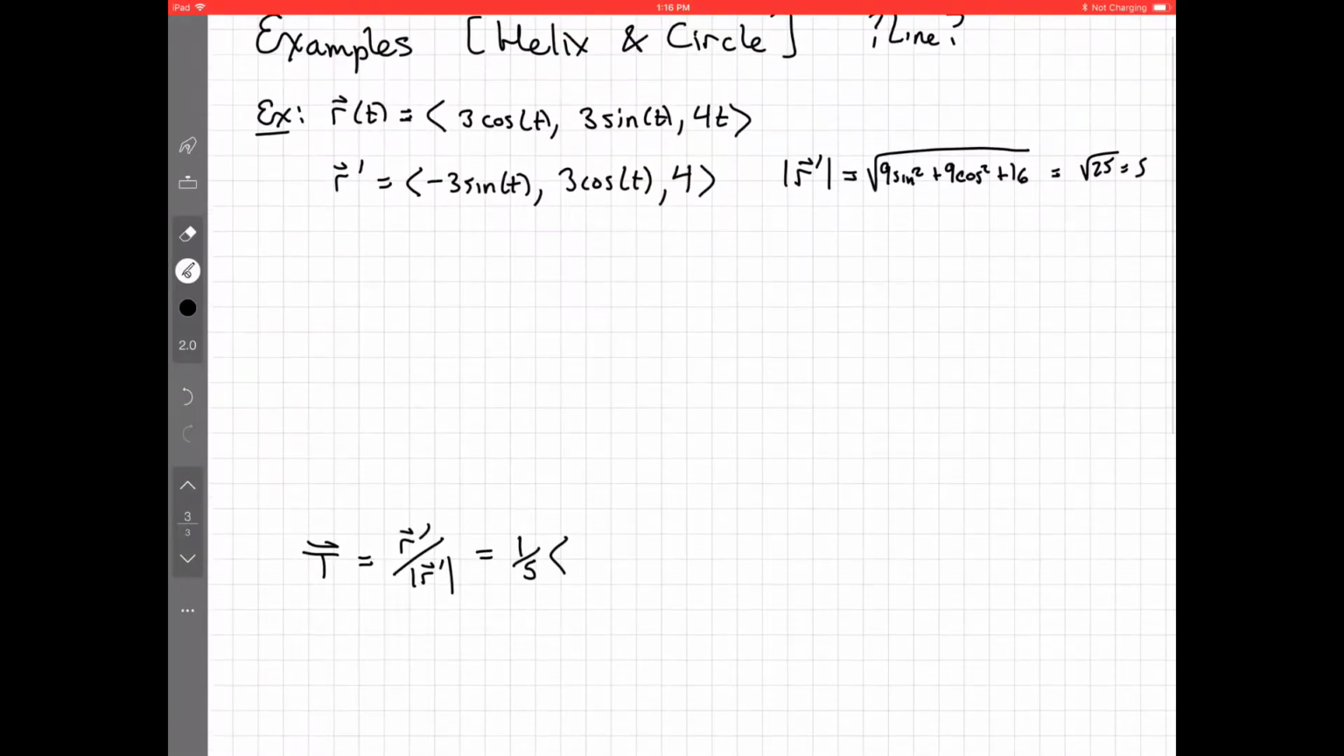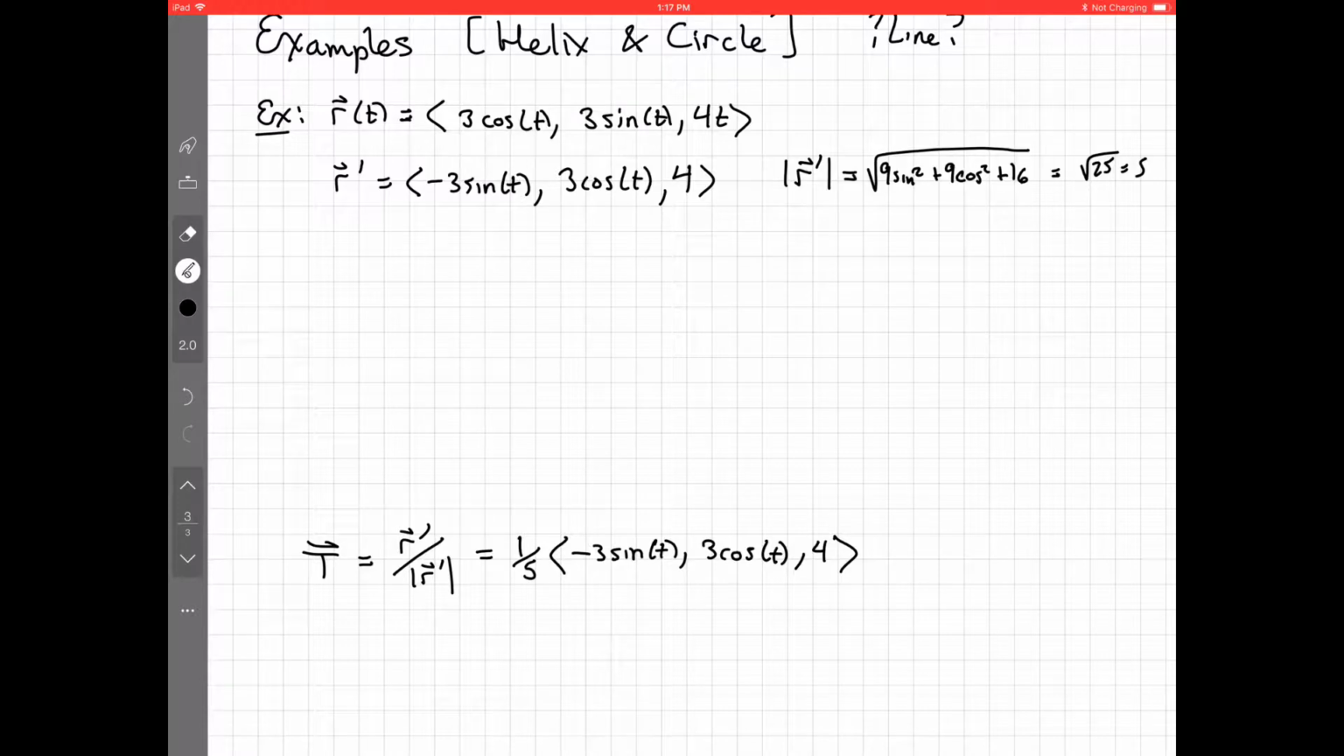So let's record that down below here. We'll have T is r prime over the length of r prime, and so that's 1/5 times r prime, because r prime has length 5, and r prime was minus 3 sine t, 3 cosine t, and 4. Okay, now let's go ahead and compute N. So to find N, we need to know what the derivative of T is.